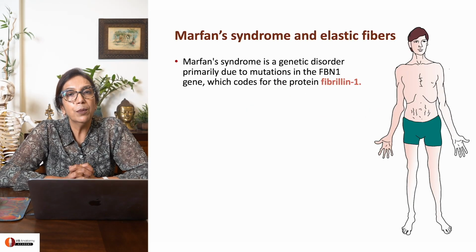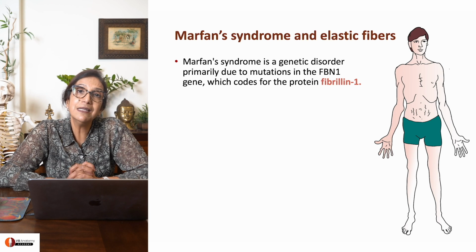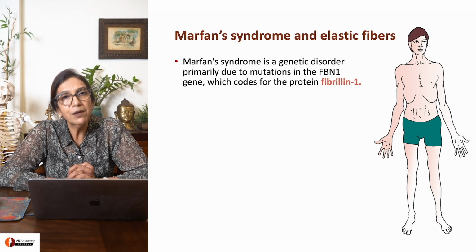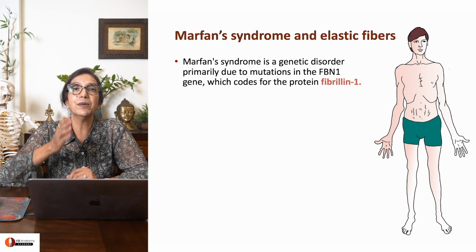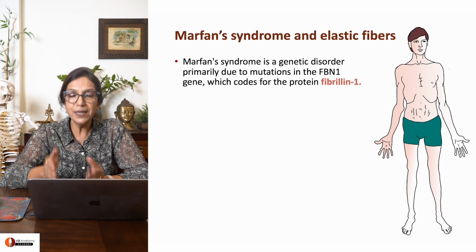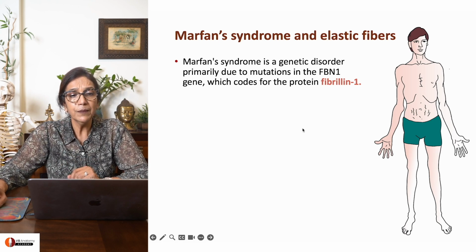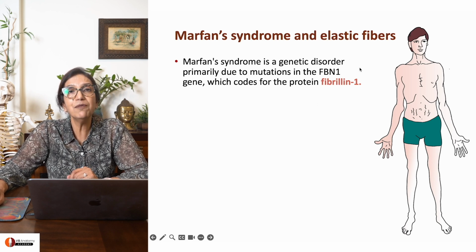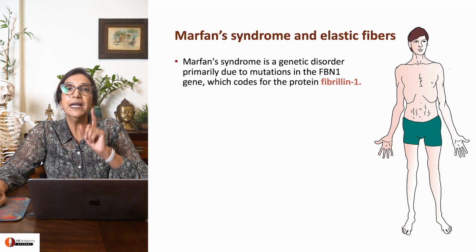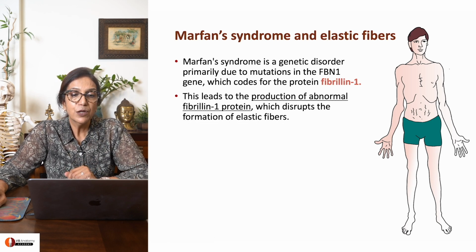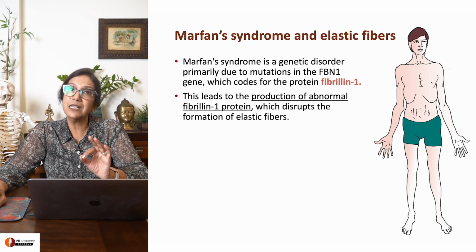Now we're going to talk about a condition called Marfan syndrome. Very important syndrome happening because of defective elastic fibers in the person's body. Look at the image here. It's a genetic disorder primarily due to mutation in the FBN1 gene, which codes for the protein Fibrillin-1. So, abnormal Fibrillin-1 is produced, disrupting elastic fibers.